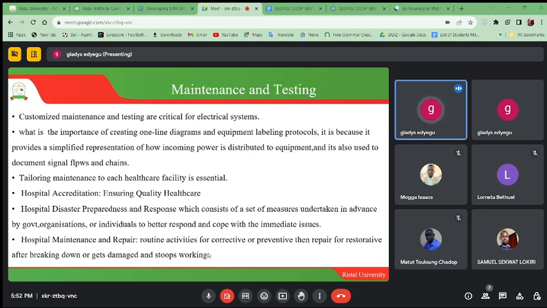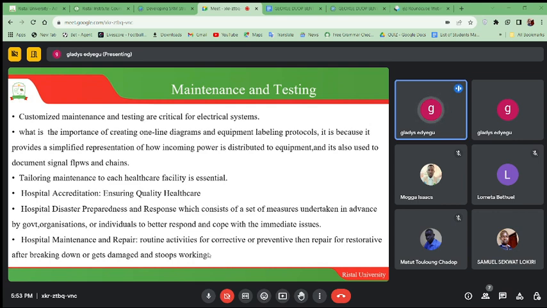So it's very important to have this one line diagram or the equipment labeling protocols, whereby they know this equipment: when you reach here, you reach the other one, then the next one, so that they can identify the different problems that can occur in the different kinds of utilities. Looking at power, they're able to know what happens in those different lines, and they're able to identify and rectify that problem. It provides a simplified representation of how incoming power is distributed to equipment. It's also used to document signal flows of the different chains of our power.